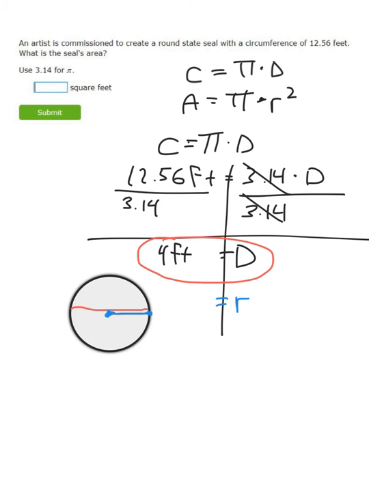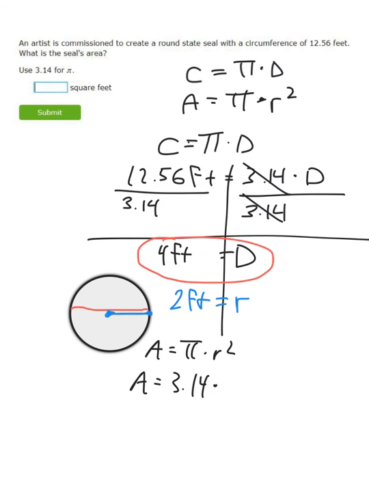So remember, radius is going to be exactly half of diameter. So if diameter is this red line all the way across, radius is going to be half of that. It goes from the center of the circle out to the edge of the circle. So in this case, the radius of the circle must be 2 feet, because that's exactly half of 4. All right, now I'm ready for the last step, which is take my formula for area, pi times radius squared, and fill in all my numbers.